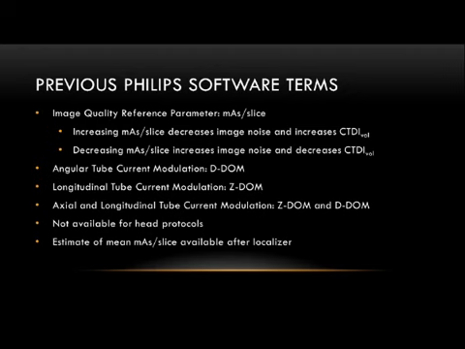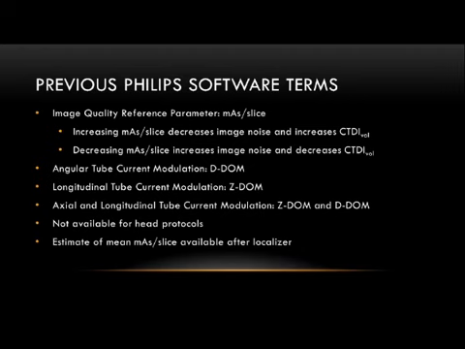And one particular thing to note with these Philips systems, and it is indicated in the manual, but I don't know how widely known it is. If you go in and change the MAS per slice setting, so let's say you're set at 300 MAS per slice, and you've done a localizer, and you're at 300 MAS per slice.